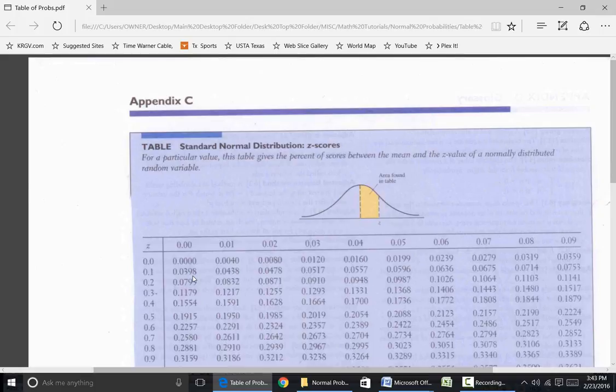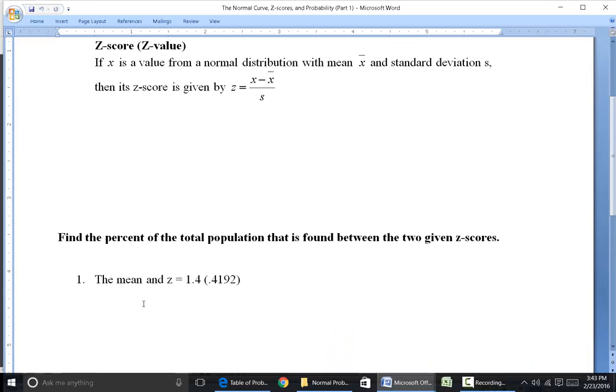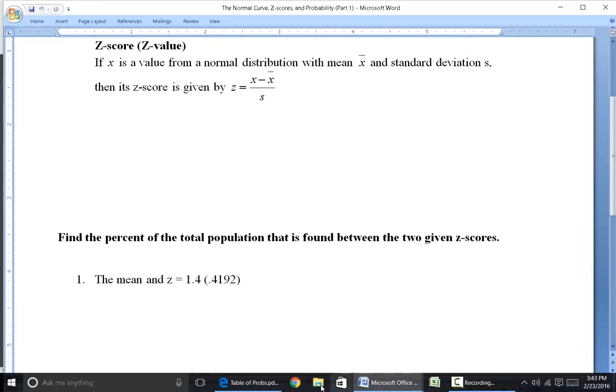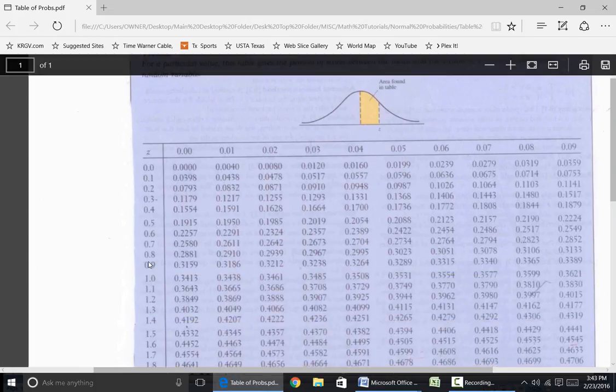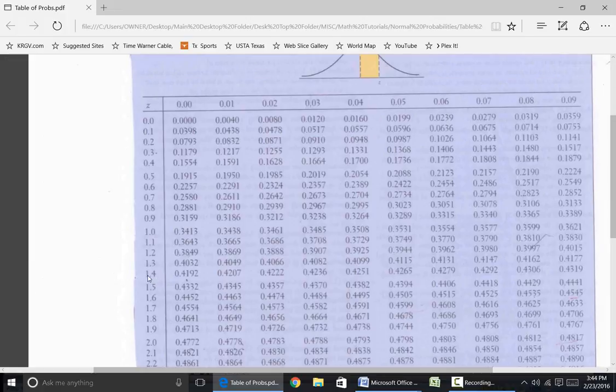Okay, so let's go back. Find the percent of total population that is found between the two given z-values. So now here we're looking at z equal 1.4. So we go to the table. Here we go, under the z column, and find the 1.4. There it is. And in this case, because there's nothing after the 4, we look into the first column, and that's 0.4192. So I have the answer there in parentheses.